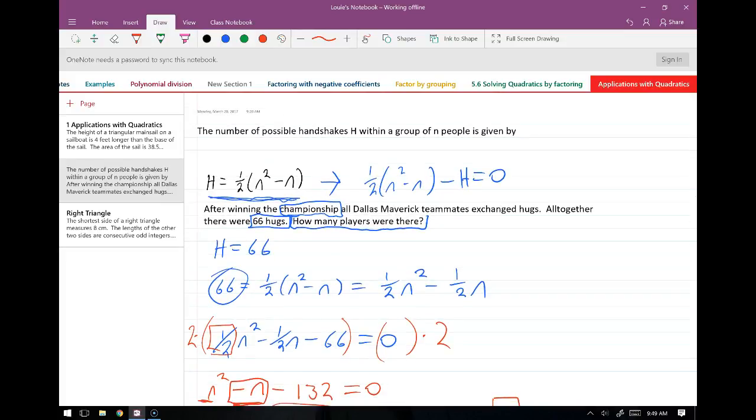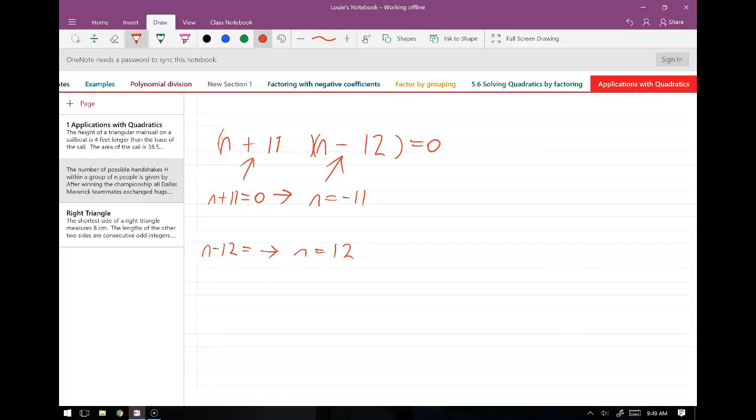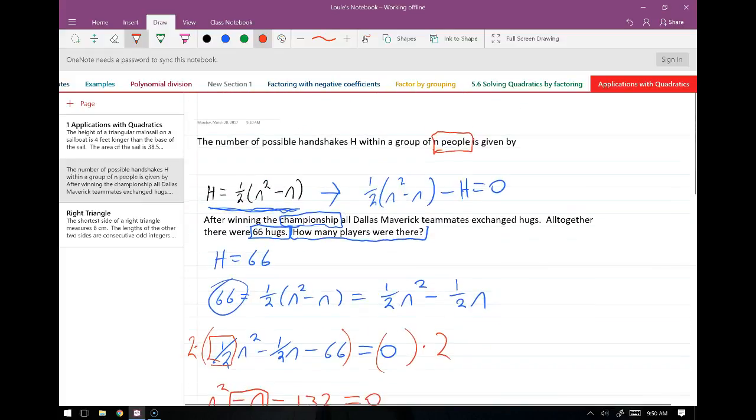Since n is equal to the number of players, the number of people, and we know that we're at a basketball game, we don't have negative people there. This one, n equals -11, that's not really a valid answer, right? That doesn't make sense with our problem. So n equals 12.